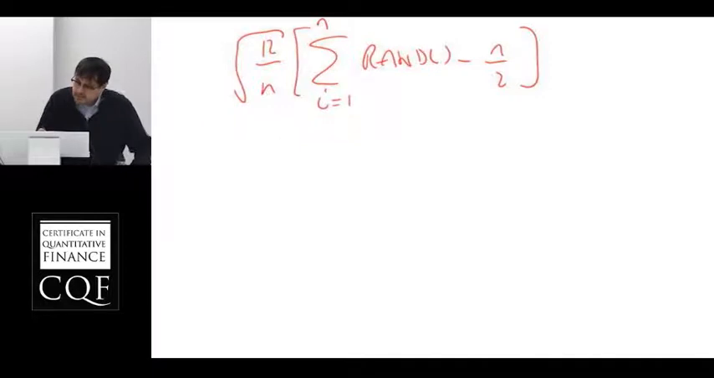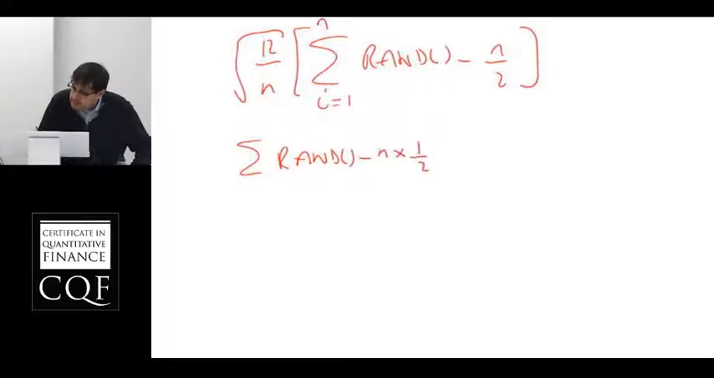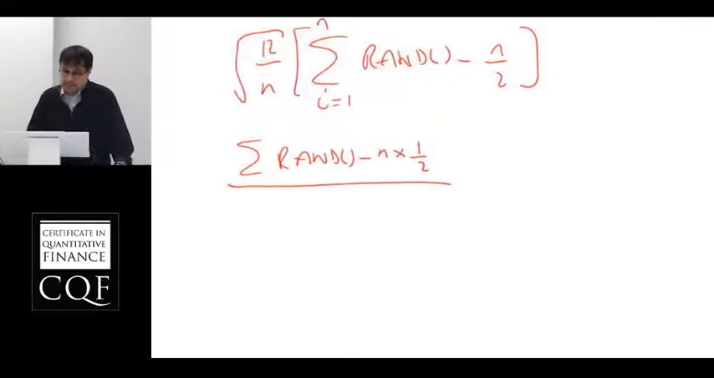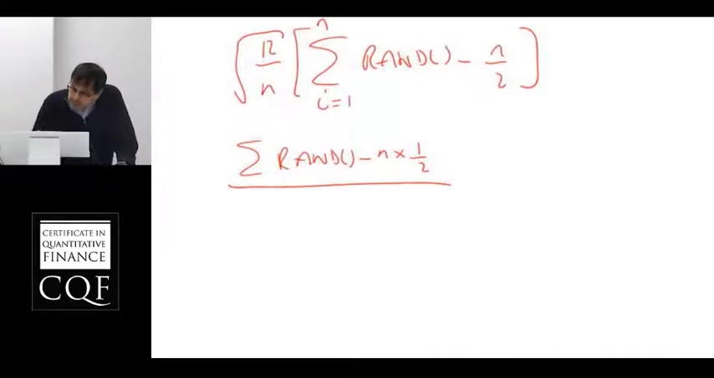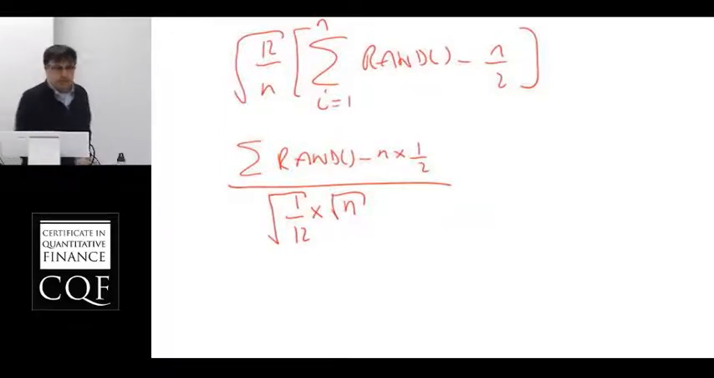If I rewrite this, it's the sum of all of these rands minus n times a half. Let me take the stuff outside downstairs. So I get root n times 1 over root 12, like that. All I've done is rewritten that formula in that way.